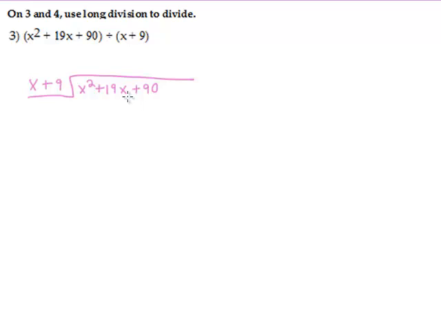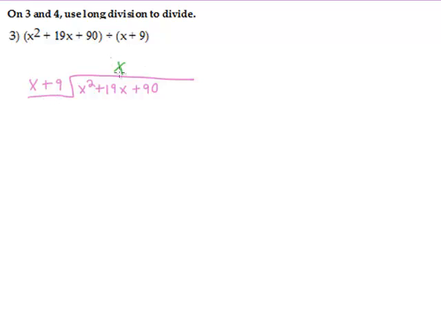plus 19x. And the way we do that, we say, well, what times x gives us x squared? Well, x times x gives us x squared. So x plus 9 goes into x squared plus 19x, x number of times. So that can be kind of confusing the way that we're thinking about that, because x isn't a number. X is a number, we just don't know what number it is.